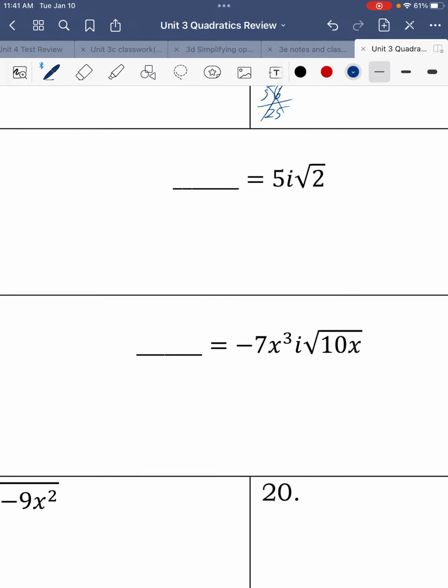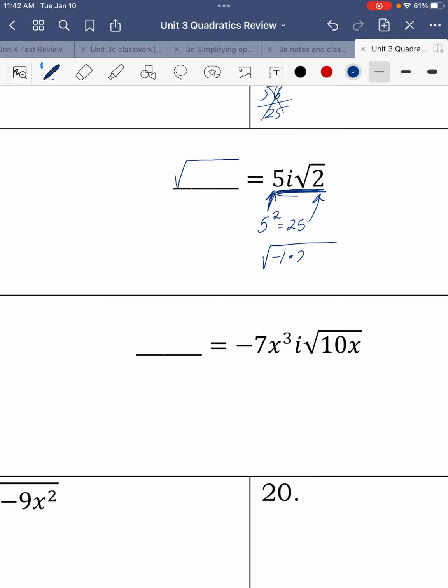All right, number 17 kind of makes us think. We've got to fill in the blank. So 5i square root of 2 is your final answer. How would I write it so that it would just be a square root? So getting back, the 5 had to be a perfect square. Going in the reverse order, you'd have to square 5, which is 25, and then you times it by 2.